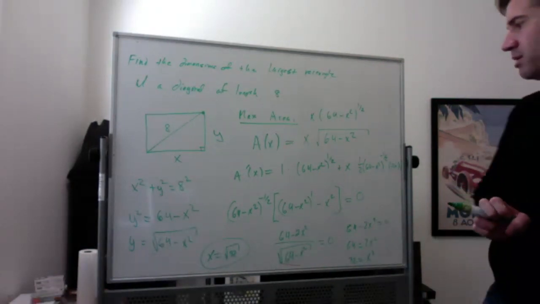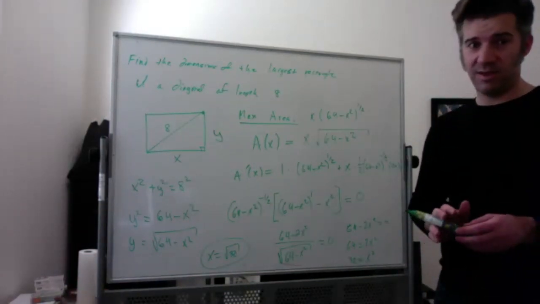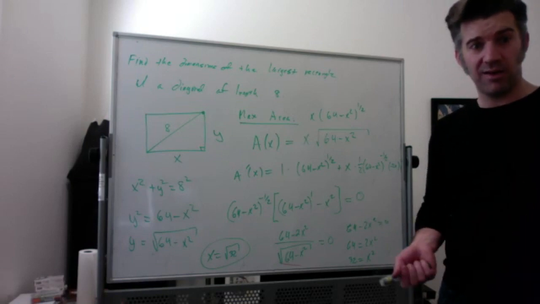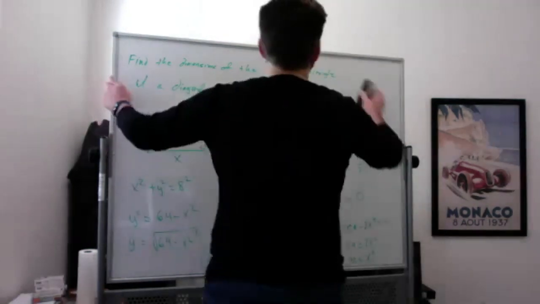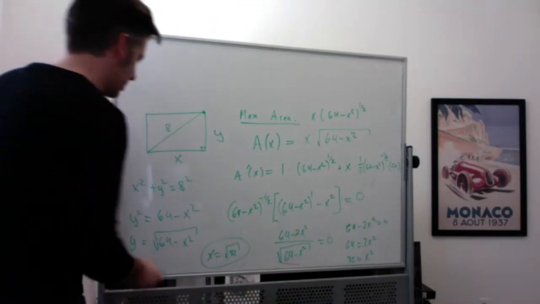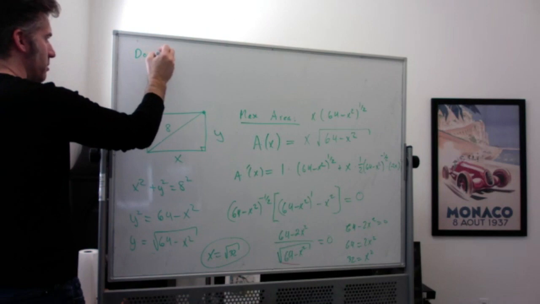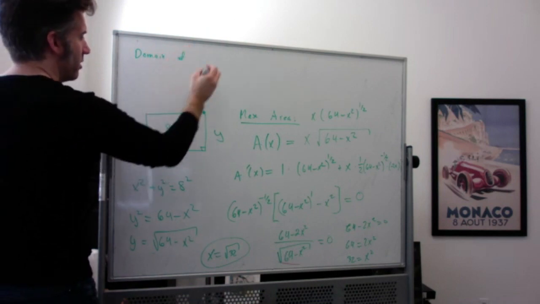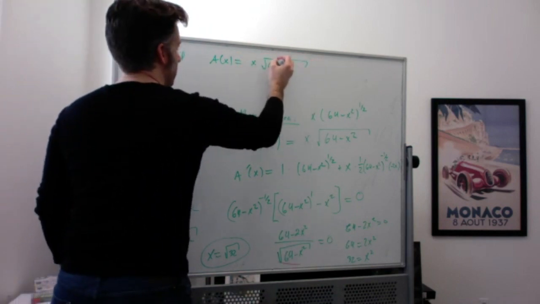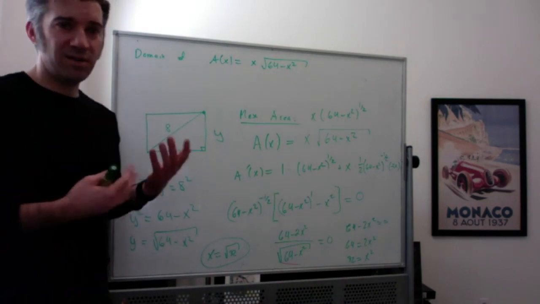Okay. So now, before we find y, we have to answer the other question, which hasn't been stated, which is: does this actually maximize the area? To answer that, we really should talk about the domain of area equal to x times the square root of 64 minus x squared. What's the smallest x can be here?